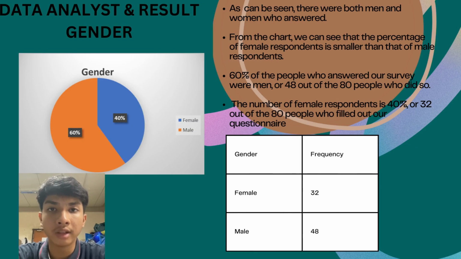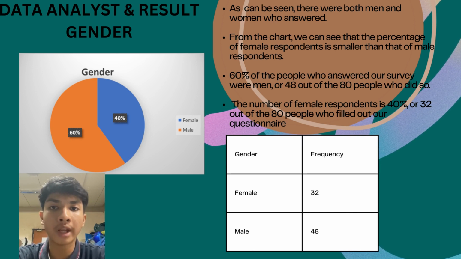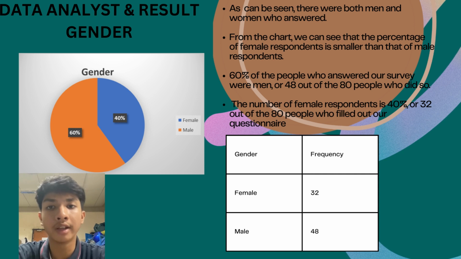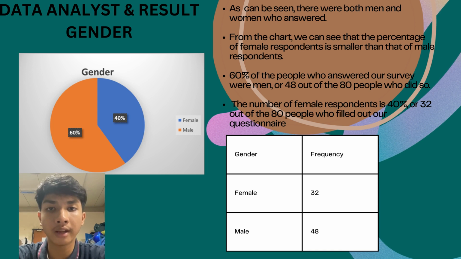Next is gender. The gender of the people who filled out our survey is shown in the pie chart above. As can be seen, there were both men and women who answered. From the chart, we can see that the percentage of female respondents is smaller than that of male respondents.